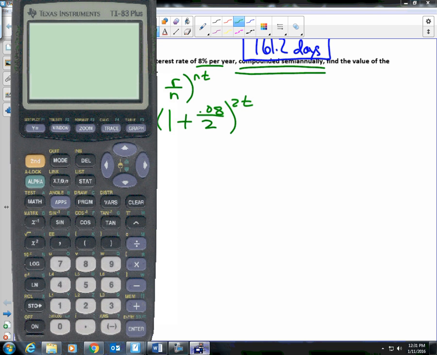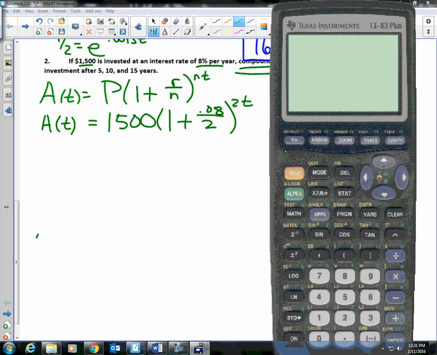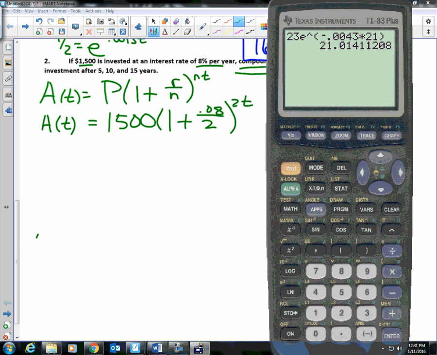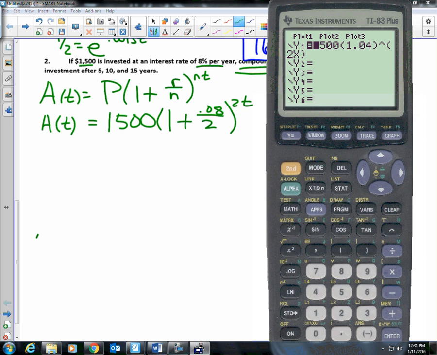Because I'm going to come up with 3 different values, I'm going to go to my calculator and type in y equals 1,500 times parentheses, 0.08 divided by 2 is 0.04, so I have 1.04. I'm going to raise that to parentheses, the 2t power. It's important that you put the 2t in parentheses, otherwise it isn't going to be right.